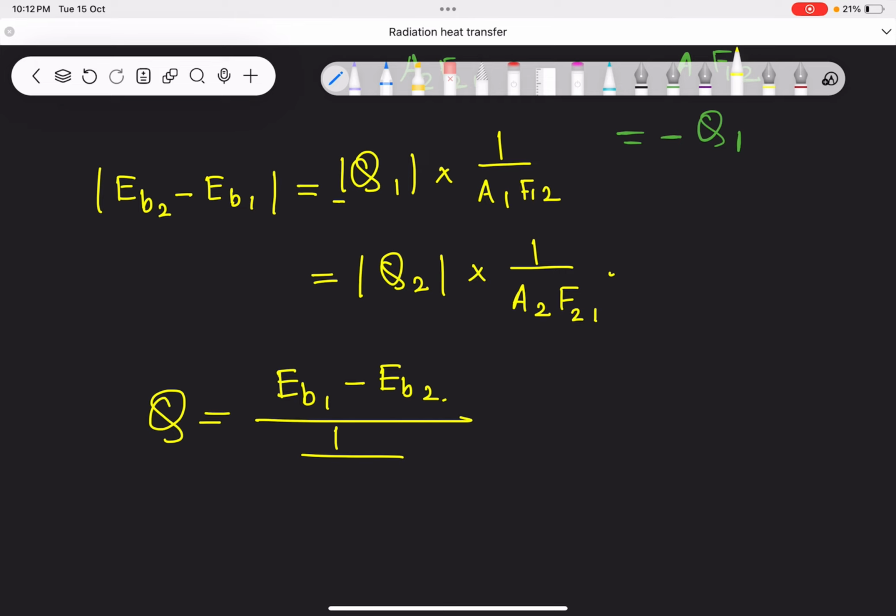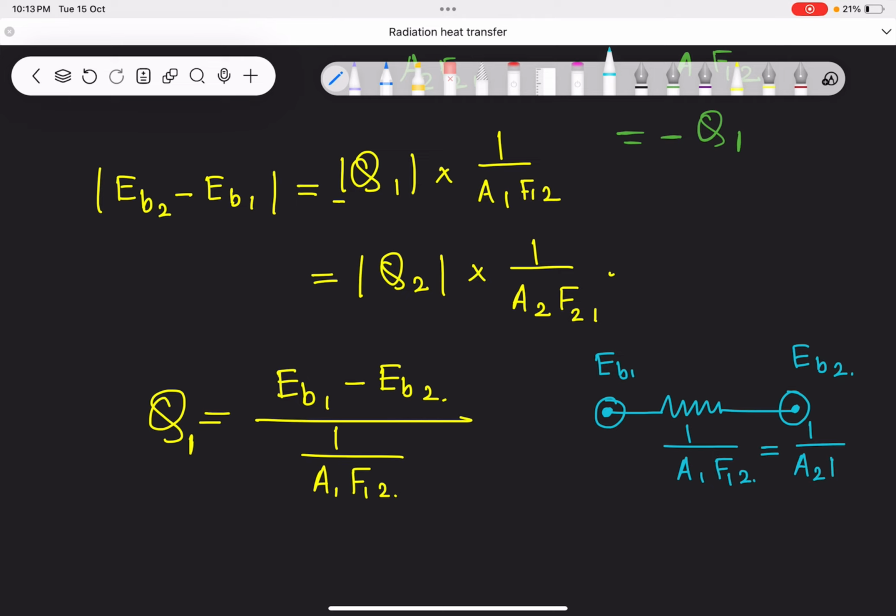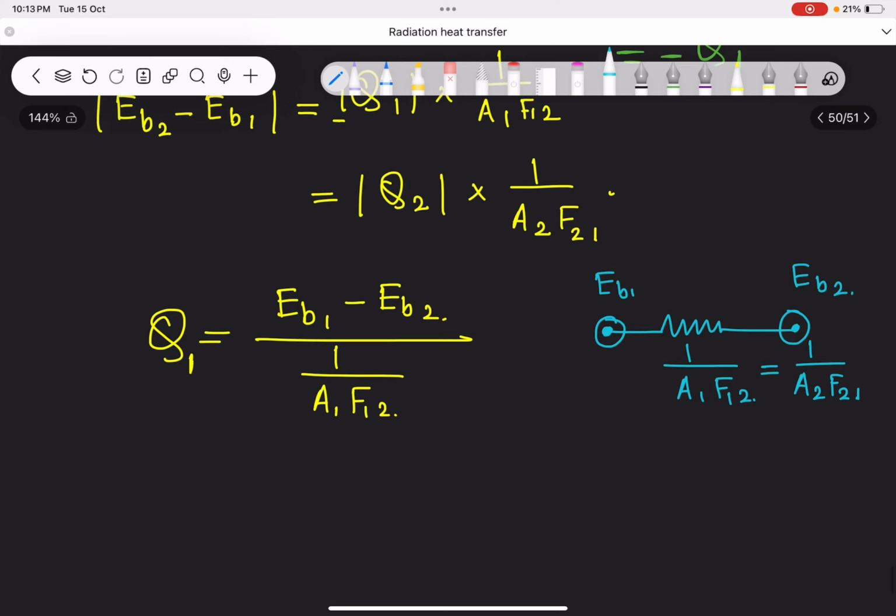So this is my net heat exchange from surface 1. If this is 1, I will write here A1, area 1, F12. Okay, so I can draw like this. This is a point, here I have a resistance, and another point. Here the voltage is EB1 and EB2, and in between I have the resistance, which is equal to 1 by A2 F21. Clear? So this is the radiation network analogous to the electrical network for a black body.